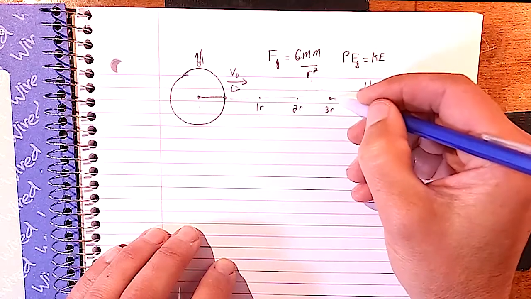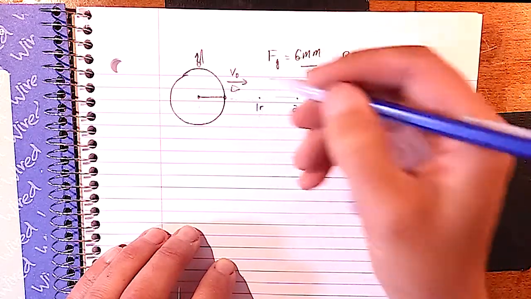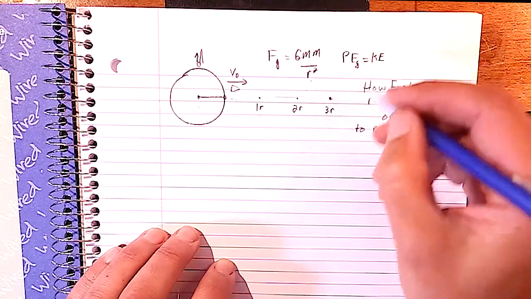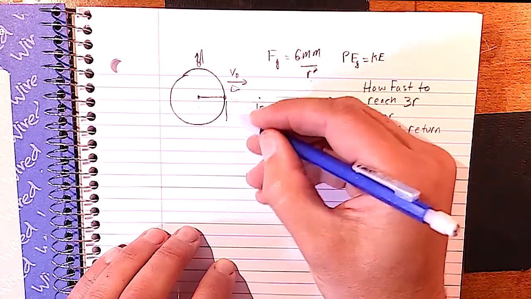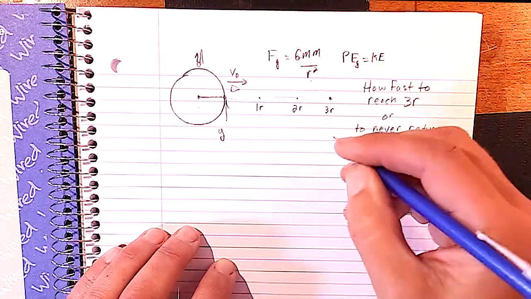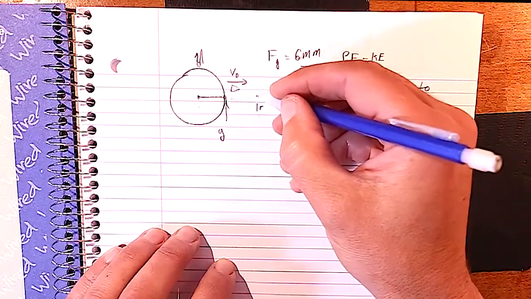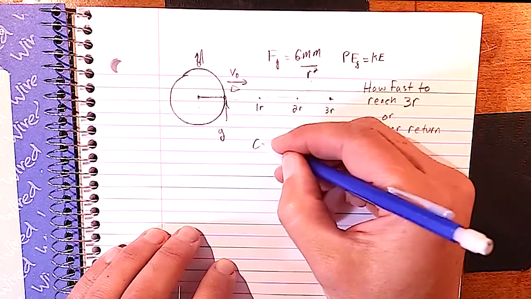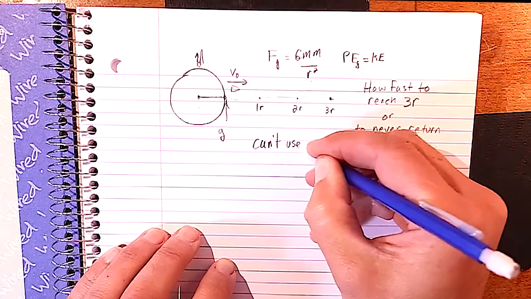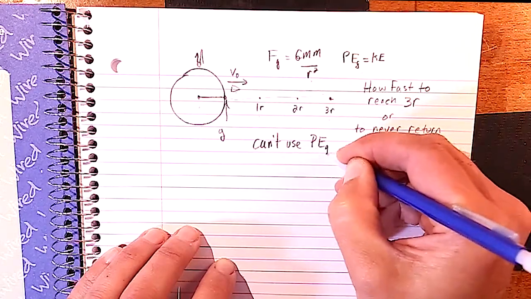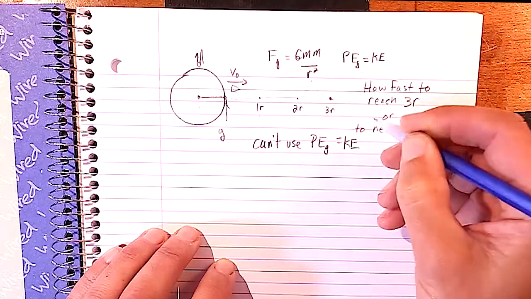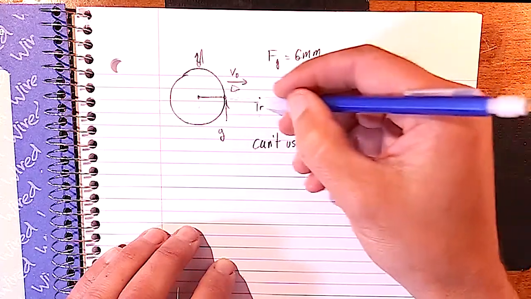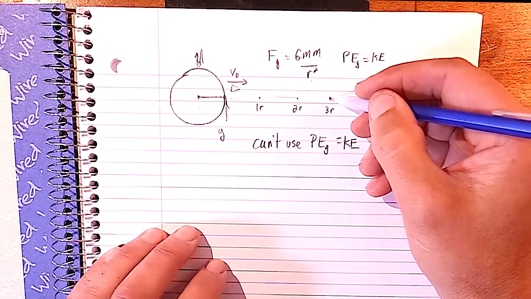In other words, the maximum PEG that it reaches here comes from that initial kinetic energy. But this formula assumes a uniform gravitational field. So we know that the surface gravity right here is 9.8 meters per second squared. But as we travel further and further away, that value starts to drop. So we can't use PEG turns into KE. And why can't we do that? Because the strength of the gravitational field, or g, the acceleration, is decreasing.